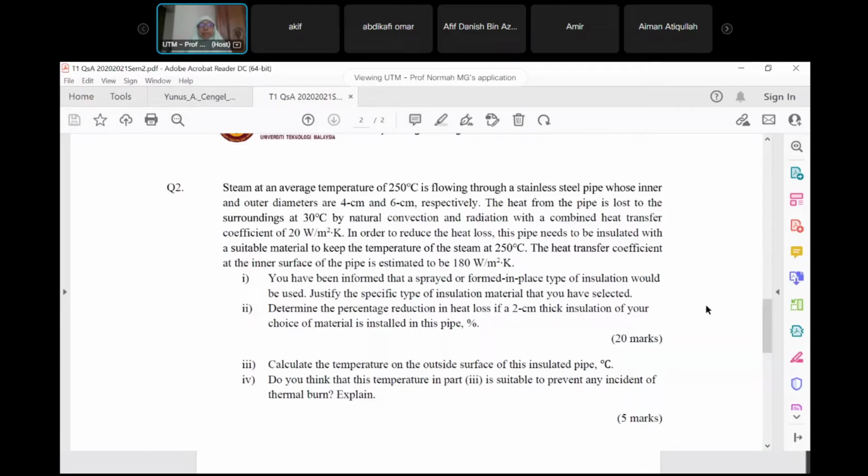Steam at an average temperature of 250 is flowing through a stainless steel pipe whose inner and outer diameters are 4 centimeter and 6 centimeter respectively. Still another cylindrical coordinate. The heat from the pipe.